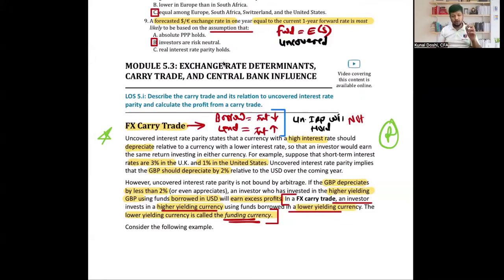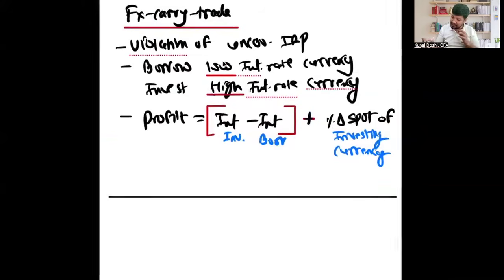Now, here we have an assumption. What is the assumption here? The assumption is the violation of uncovered parity, because what did the uncovered parity say? That if you're going to another country to capture that extra interest rate, it disappears in the currency depreciation, right? But they are saying people are able to make money in forex carry trade by borrowing in one country and investing in another country. If they are able to make a profit, then it's a violation of uncovered interest rate parity.